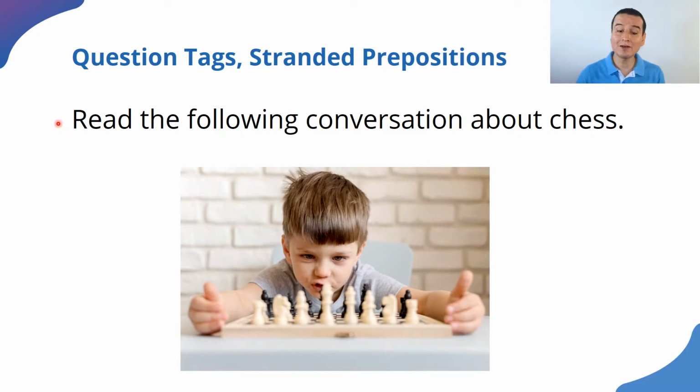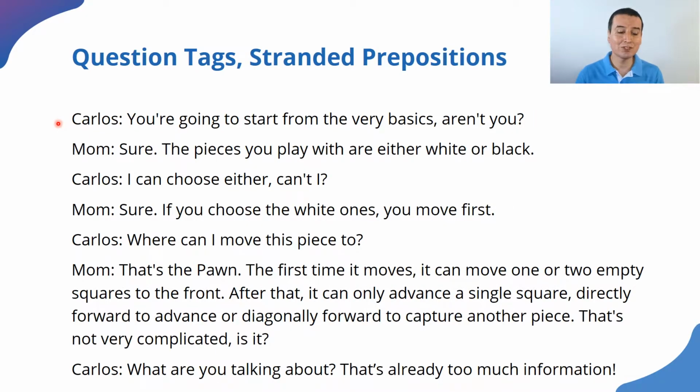Read the following conversation about chess. Right, you're ready to talk about chess because you did some research and you know what they are talking about. This is a conversation between Carlos and his mom. It says, "You're going to start from the very basics, aren't you?" And the mom says, "Sure. The pieces you play with are either white or black." Oh, what she's doing is she's teaching him how to move the pieces or how to play chess.